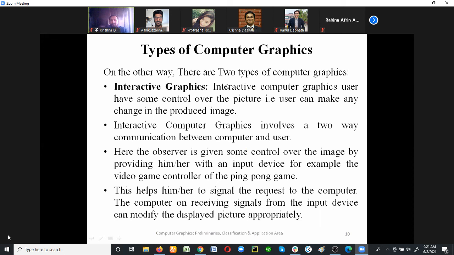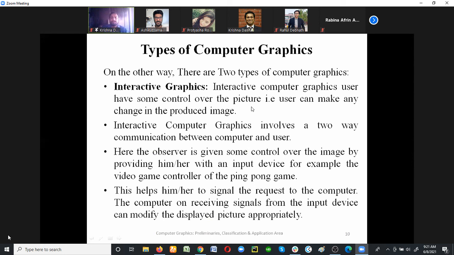And in another way, if we want to classify, it will be defined on the basis of the usability of computer graphics, how we can use it from a user's point of view. From that, we can classify the graphics here. So we are saying interactive graphics and non-interactive graphics.